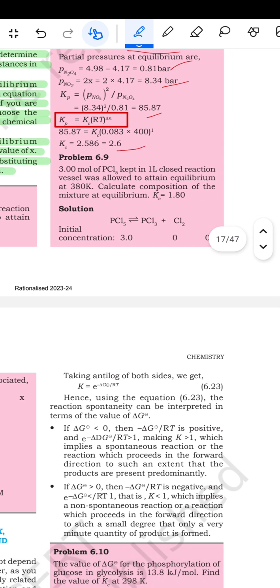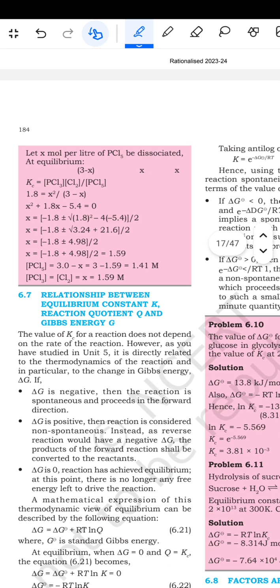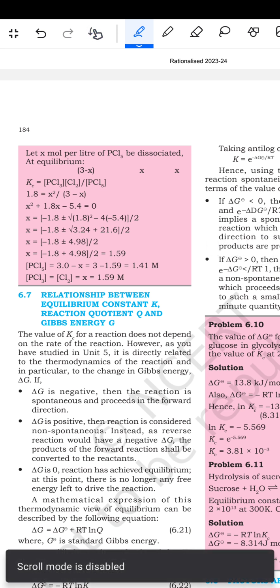The next question: 3 moles of PCl5 kept in a 1 liter closed vessel was allowed to attain equilibrium at 380 Kelvin. Calculate the composition of the mixture at equilibrium. Kc is given as 1.8. PCl5 goes to PCl3 and Cl2. Initially 3, 0, 0. Let x mol per liter of PCl5 be dissociated at equilibrium. So we have 3 minus x, x and x.